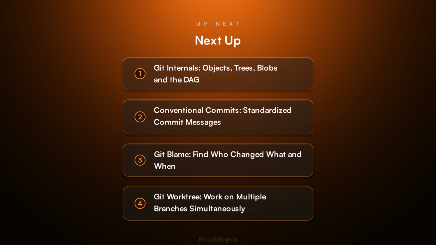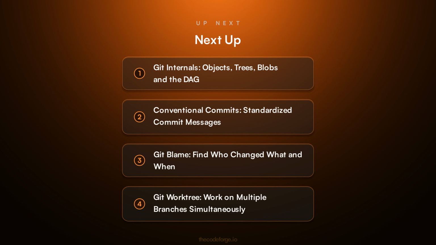Ready to go deeper? Up next, Git internals: objects, trees, blobs, and the DAG, then conventional commits: standardized commit messages, then git blame: find who changed what and when. Find them all at TheCodeForge.io.